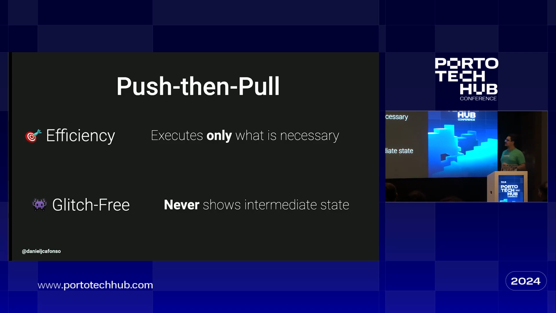The first one is these systems need to be efficient. It means that they should only execute what's necessary. What do I mean by this? It means that only the specific parts of the UI that depend on that source of data should update when an update happens, instead of the whole UI updating because of a single state, whatever, a number that updates. So efficiency means that it only updates whenever that data source changes.